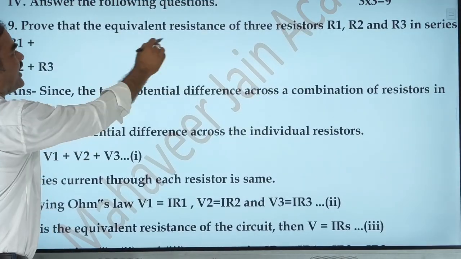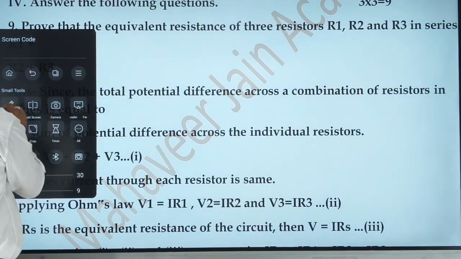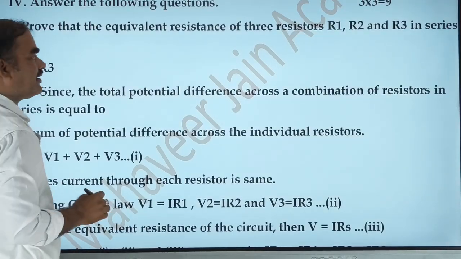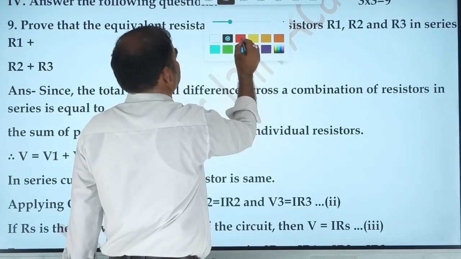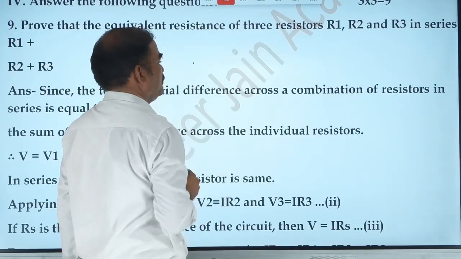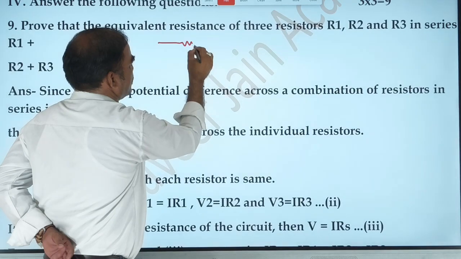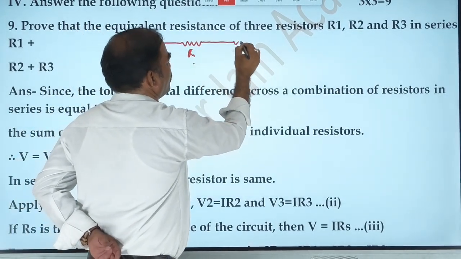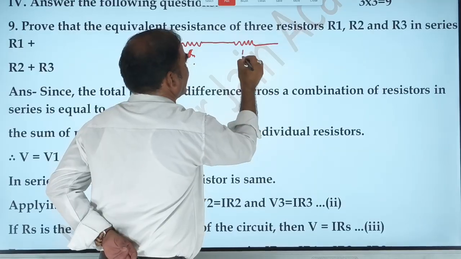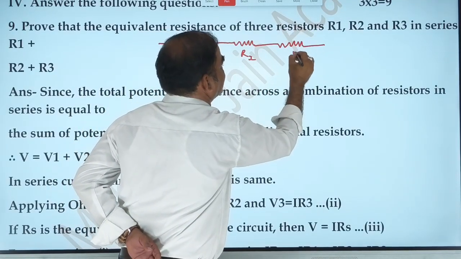Next one, prove the equivalent resistance. This is very, very important. Now I will show it here. This is one resistor; we'll take it as R1. One more resistor I will take as R2, and one more resistor as R3.